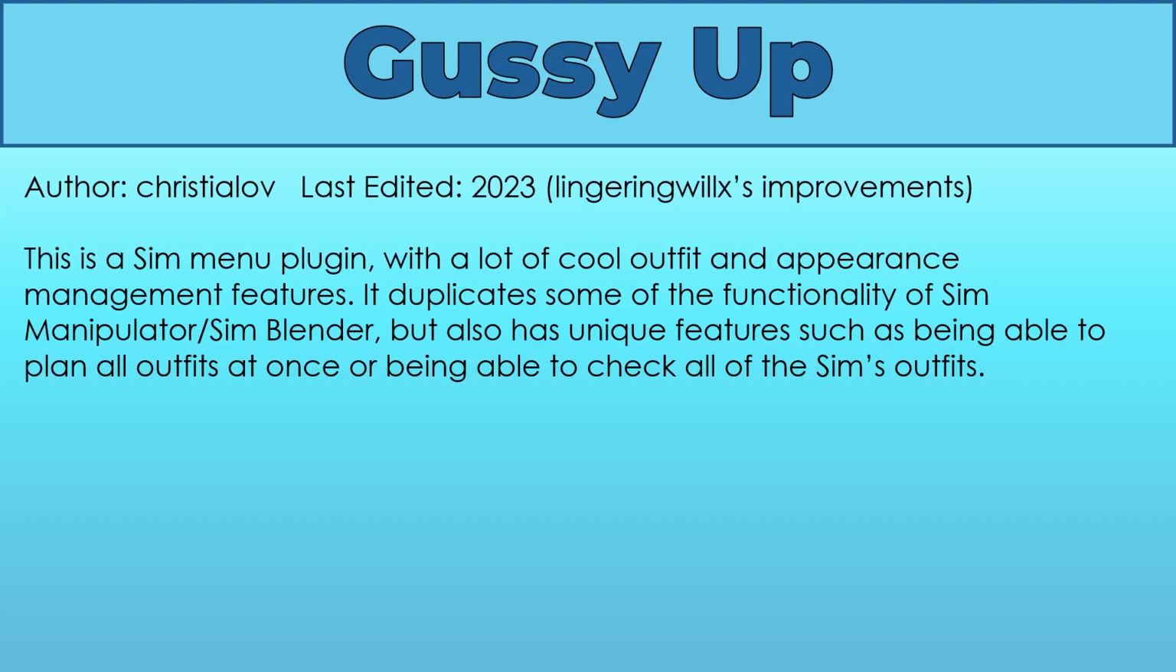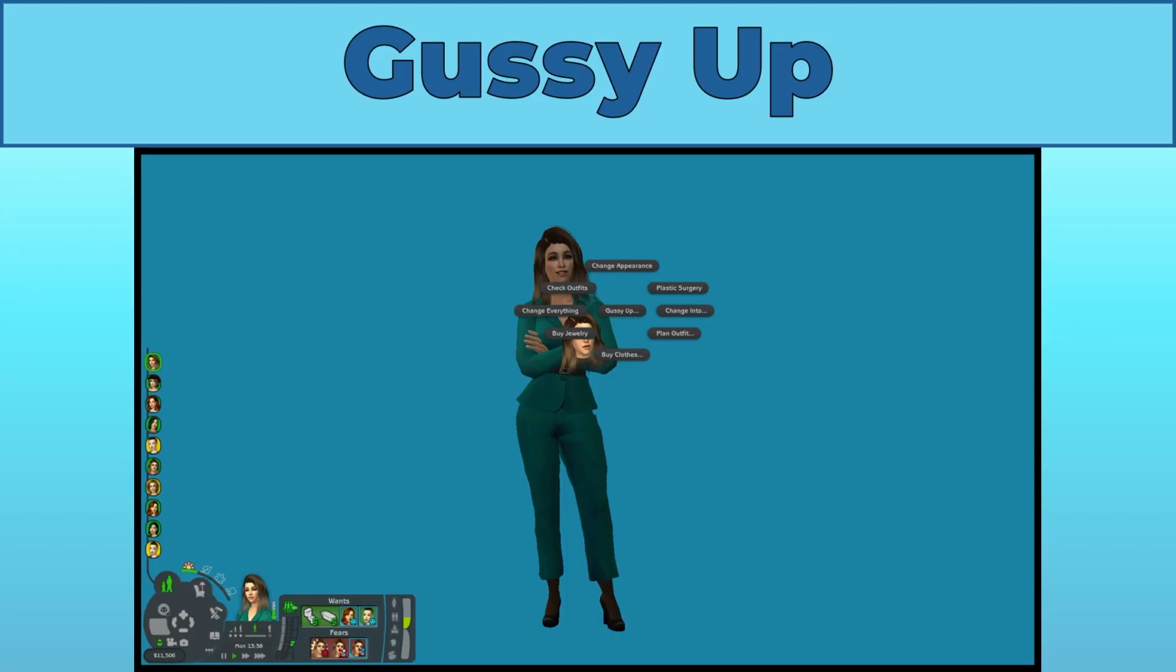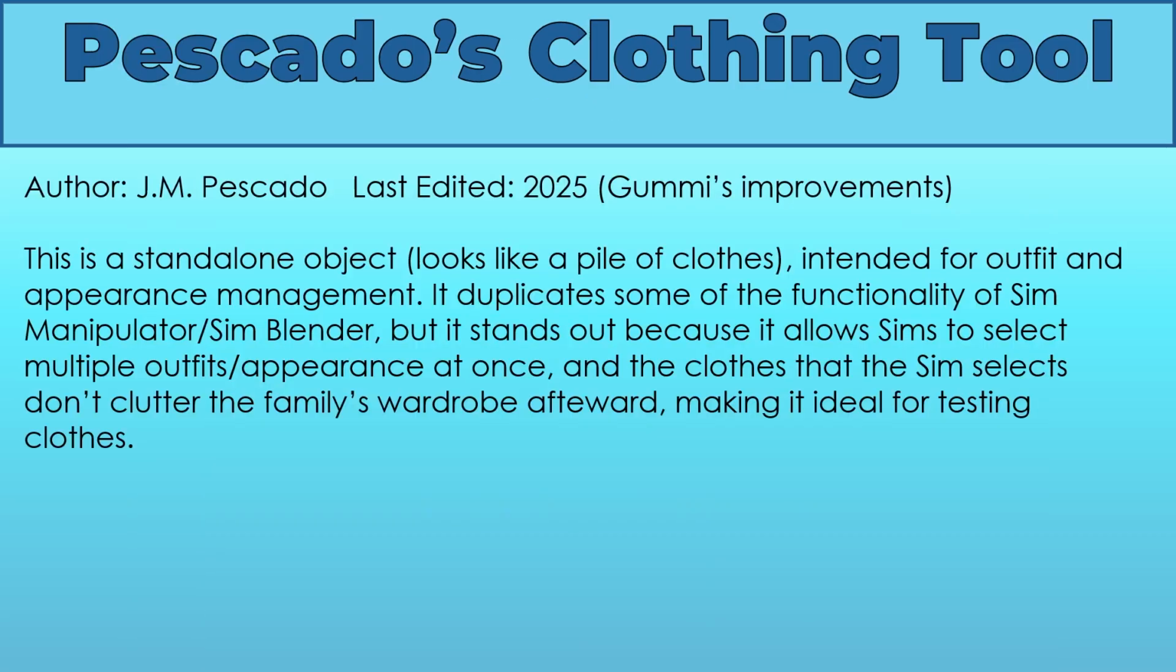And then we have Gussy Up. This was created by Christian Love. The last version was edited by Lingering Wilkes at Mod The Sims. Basically, what Gussy Up does is a sim menu plugin. So you have to click on the sim in order to access the menu. And it has a bunch of different functionality as far as wardrobe and appearance. And this is the Gussy Up menu. So you click on the sim, you get this menu.